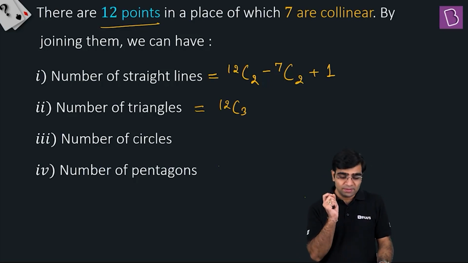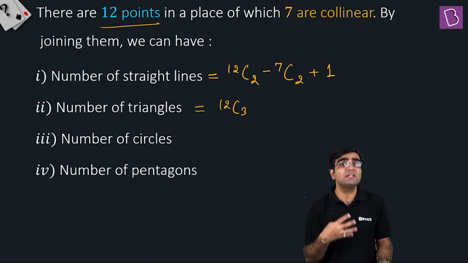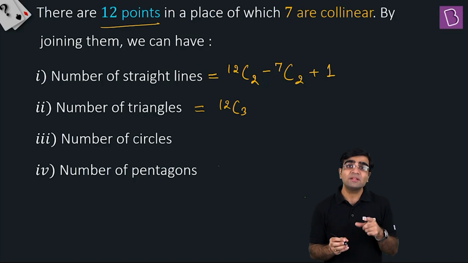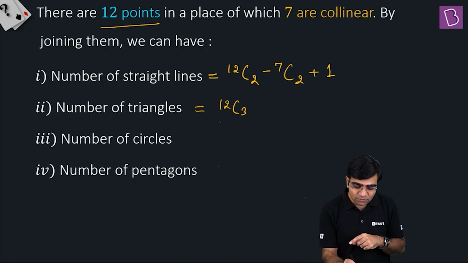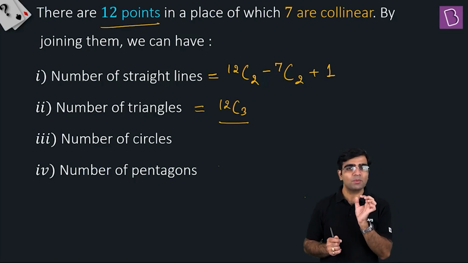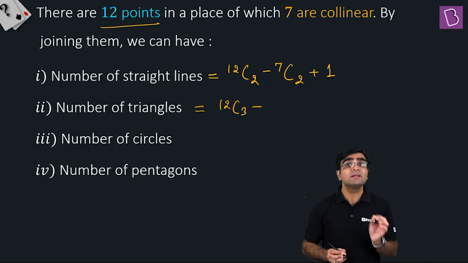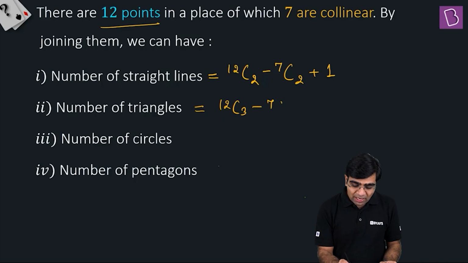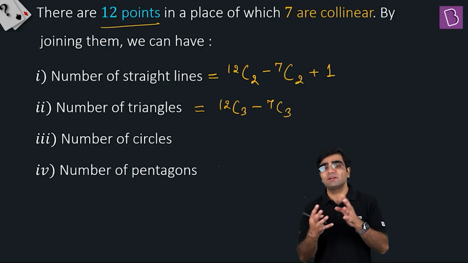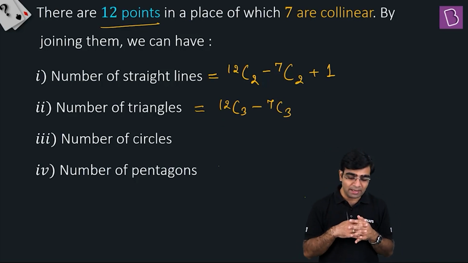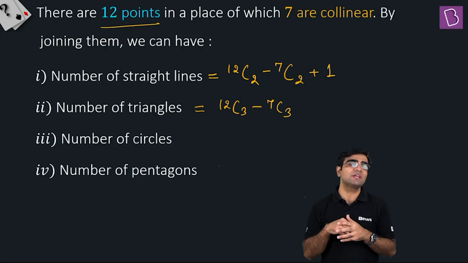But here we have 7 collinear points. Every time I choose any 3 points from those 7 collinear points, we will actually lead to no such triangle, right? So I will be including those extra triangles in this particular 12C3 number, right? So in the total number of triangles, I will be subtracting the ones which we have mistakenly counted by taking any 3 points out of those 7 collinear points.